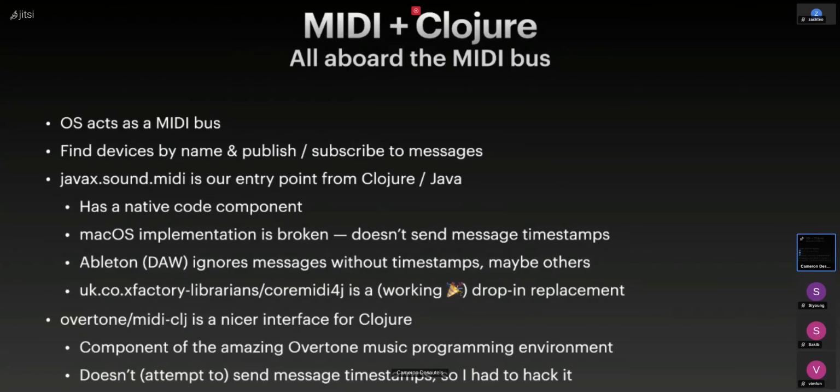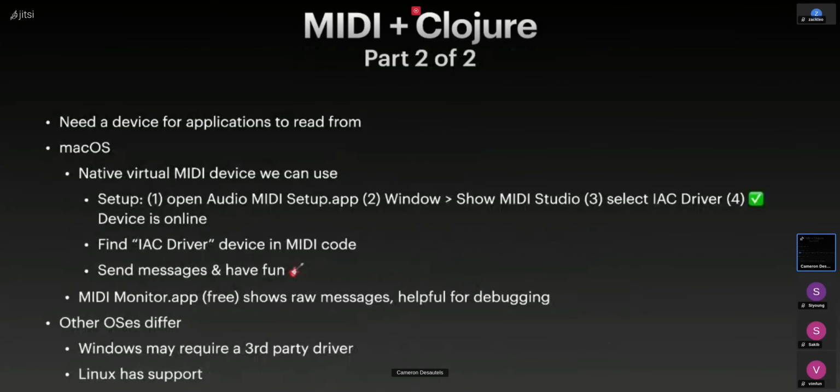Finally, there's a library out of the Overtone project, this midi-clj library that is really, really convenient for doing this kind of thing that you'll see in a minute from Clojure. But it also has the same kind of problem I ran into getting it to talk to my DAW, which I'll cover in a sec. So again, be aware of that, and I'll show you how I did that.